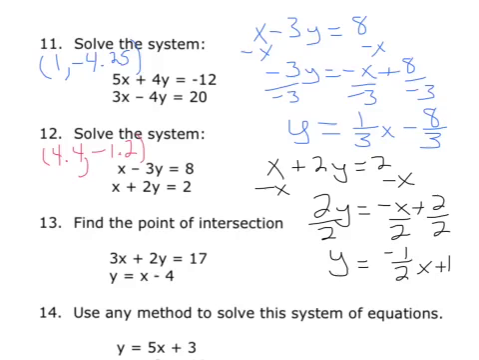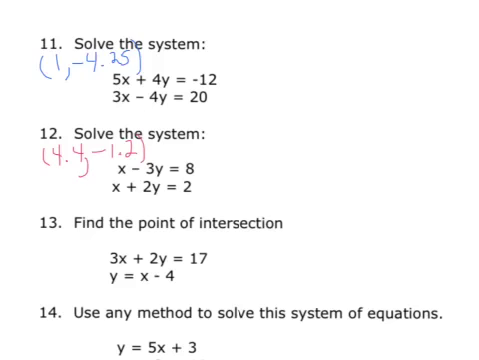Okay, number 13, find the point of intersection. So we are going to do the same thing. We can see that one of them is already in y equals. If you're using one of the other three methods, there's three methods total, you would use substitution here. So we would substitute x minus 4 in for y, and that would eliminate the y's, and we would solve for x. Then you would substitute it back in to find the value of y.